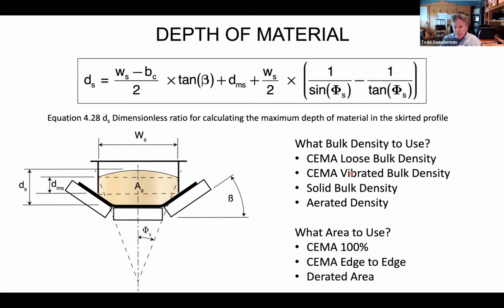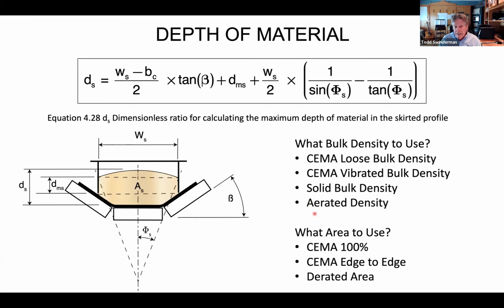vibrated solid. The solid bulk density you need when you're looking at the impact of lumps on your belt, so you need to use the actual solid density. For example, limestone might come in at maybe 100 pounds per cubic foot, but the solid density is probably 220 pounds per cubic foot. So it makes a big difference on your impact.